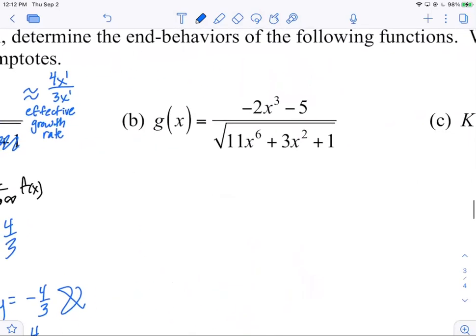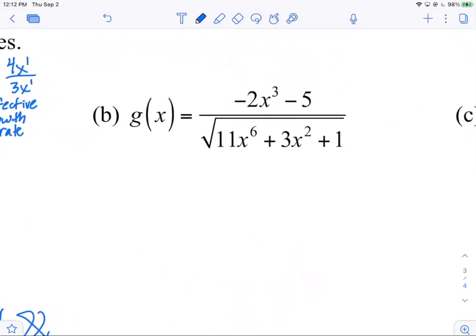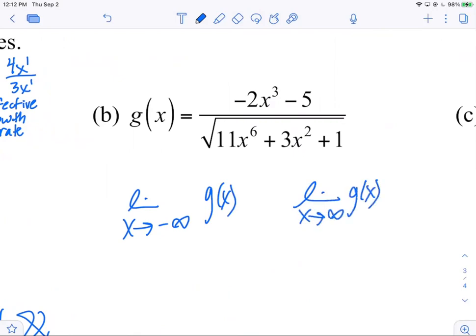All right, good. Go ahead then and do B on your own. Oh, by the way, the radical doesn't always have to be in the bottom. It could be in the top as well. It's kind of acting like the absolute values, if you will.